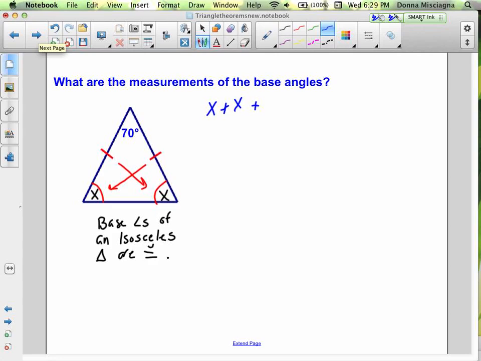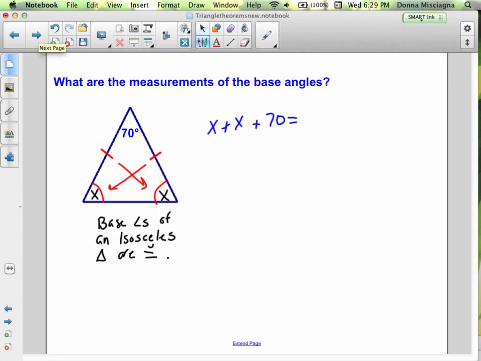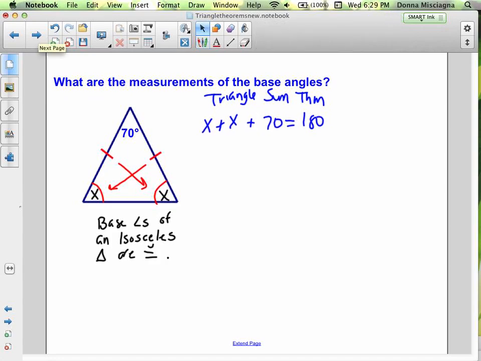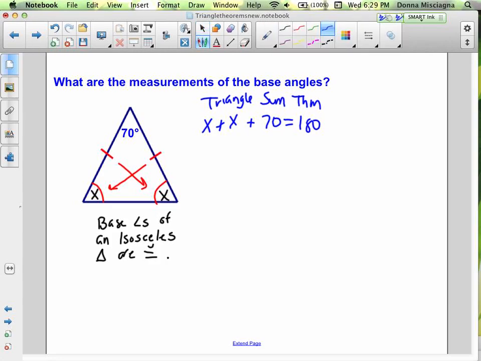All right, so x plus x plus 70 has to add to 180. Here we're kind of using both theorems together. We're using triangle sum theorem. That's why we set it equal to 180. And we're also using base angle theorem. That's why we labeled them with the exact same variable, and not two different variables. So triangle sum theorem and base angle theorem are being used at the same time here.